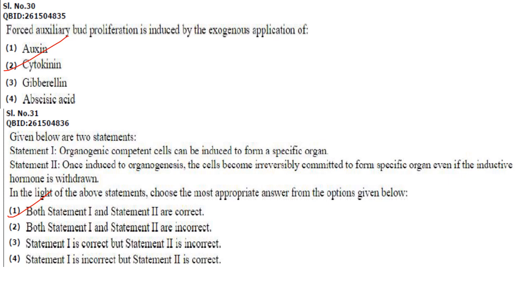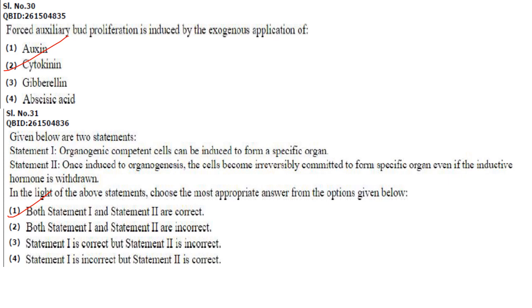So coming to the next question. Forced axillary bud proliferation is induced by the exogenous application of. So axillary bud proliferation, if you want, you have to apply cytokinin plant hormone. So the answer here is option 2.